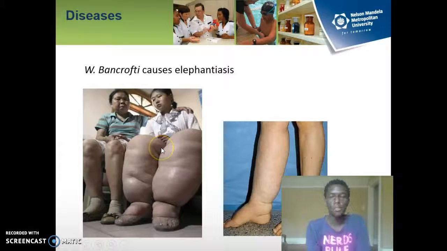And this is Bancrofti with elephantiasis. You can see it's quite severe. I mean, look at this lady's feet. The parasites block the lymphatic vessels, so they become swollen. So it's not as severe as this one.